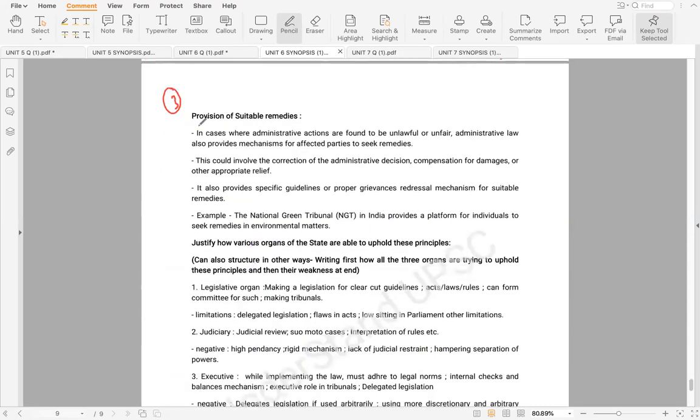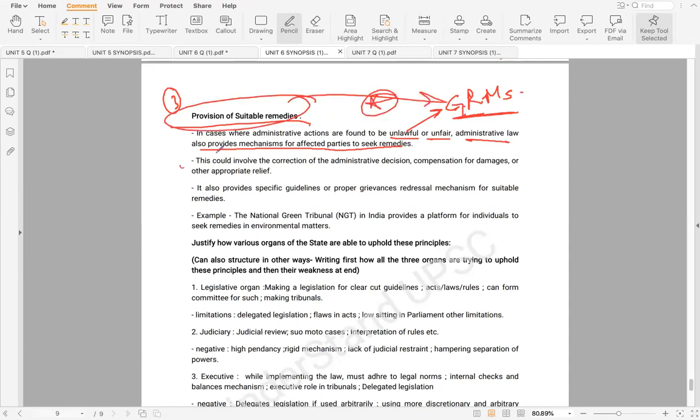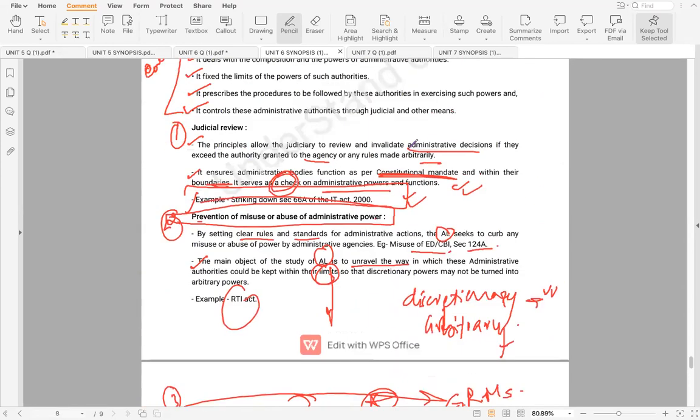Third, provision of suitable remedies. In cases where administrative actions are found to be unlawful or unfair, administrative law also provides mechanisms for affected parties to seek remedies. You also have grievance redressal mechanisms as a part of administrative law, right? This is the second part of it. So provision of suitable remedies is directly linked there. This could involve the correction of the administrative decision, compensation for damage, or other appropriate relief as may be decided. It also provides specific guidelines or proper grievance redressal mechanisms for suitable remedies. For example, the National Green Tribunal in India provides a platform for individuals to seek remedies in their environmental matters, right? These are the three pointers that you've covered according to the main demand of the question.